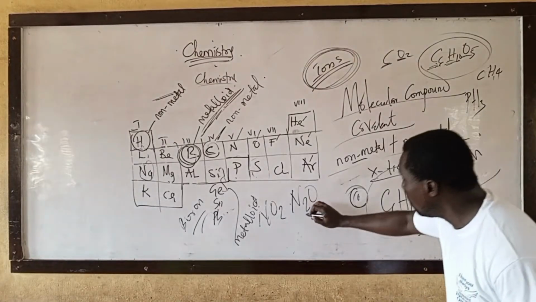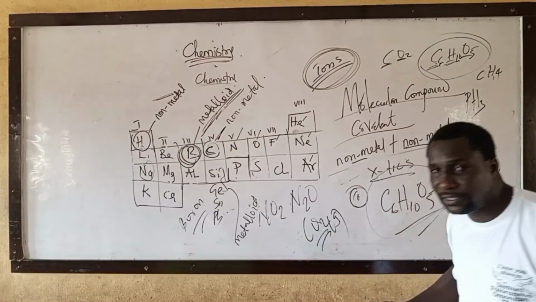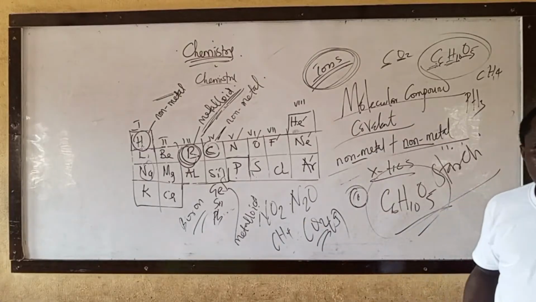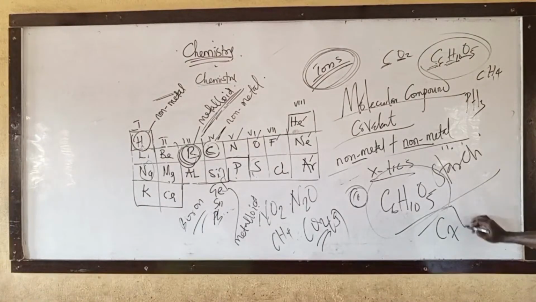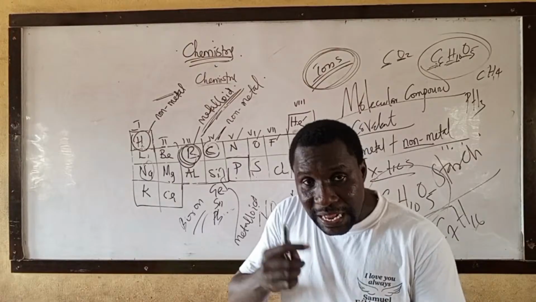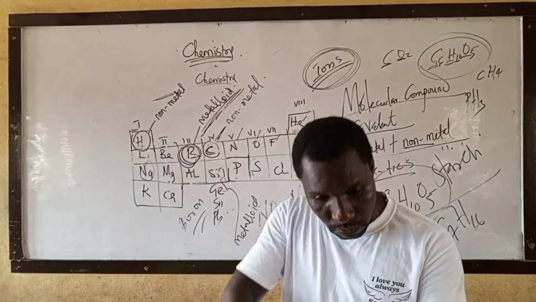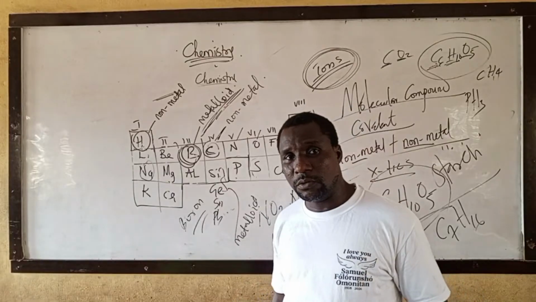Look at this. CO2, molecular compound. CO2 is gas. Methane, physical state, gas. If you have C7H16, this one is liquid, physical state. That means covalent compound can exist in solid, in liquid, in gas. Not like ionic compound, only in solid. Please take note of that.